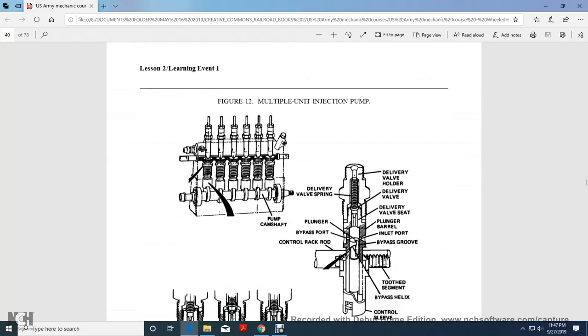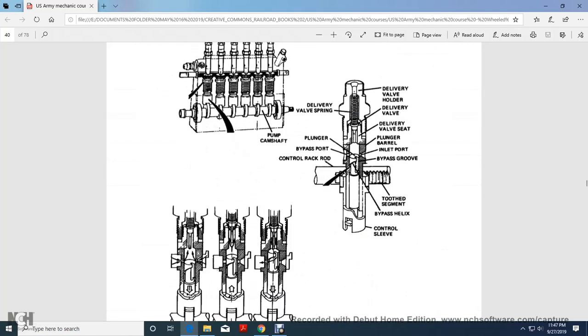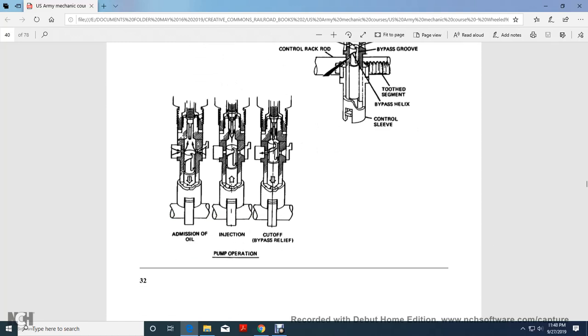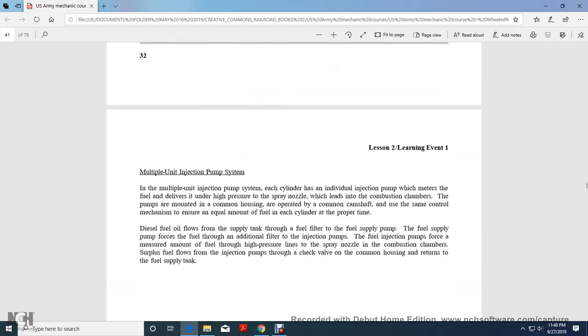This is multiple unit fuel injection. It shows the pump camshaft, the valve, delivery valve holder, delivery valve seat, plunger barrel, inlet port, bypass tooth segment, bypass helix, control sleeve, the plunger, bypass port, control rack rod, and the oil injection cutoff by pressure relief.